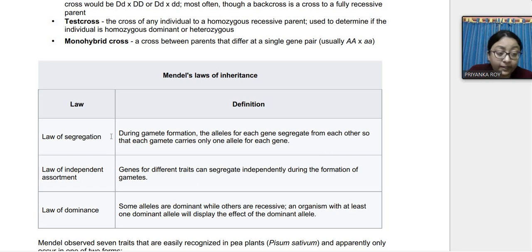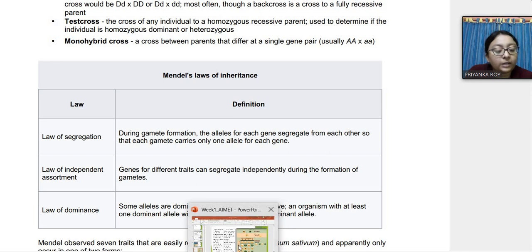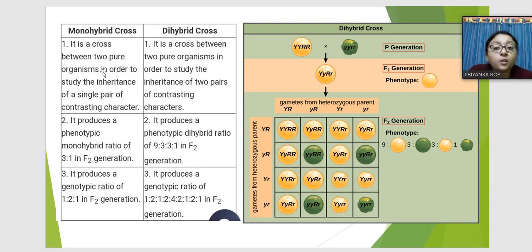Monohybrid cross, like I was saying, is a cross between parents that differ at a single gene pair. So only one single gene variation is involved, then we call it a monohybrid cross. So it is a cross between two pure organisms in order to study the inheritance of a single pair of contrasting characters. And a dihybrid cross is a cross between two organisms in order to study the inheritance of two pairs of contrasting characters. So here if you can see, both the round character and the yellow-green character, both contrasting characters are used in the cross. So this kind of cross is known as a dihybrid cross.